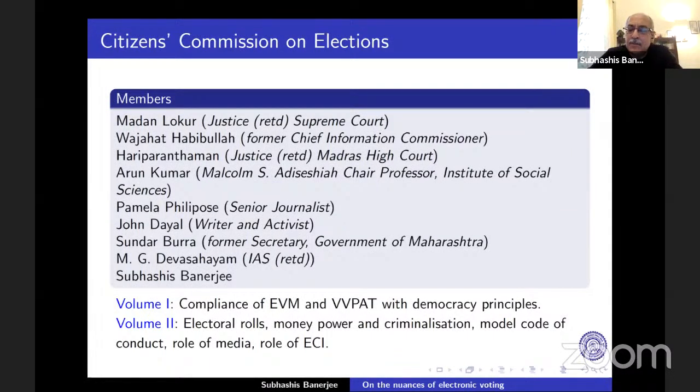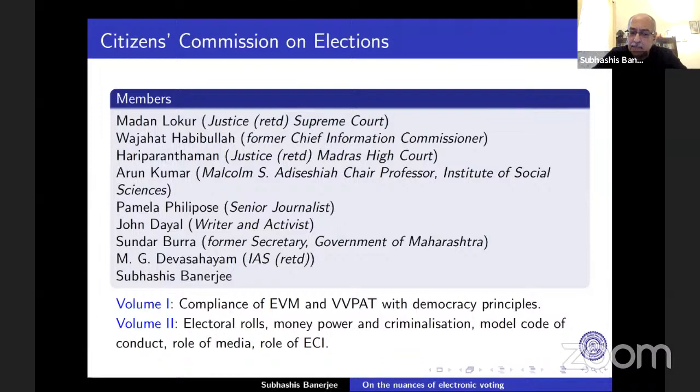His original thought was to have a public tribunal of sorts, which was not possible because of the pandemic. But we got a whole lot of depositions from people, and we came up with 2 volumes. The first volume, which is what I'll try to cover today, is about the EVM and the VVPAT and their compliance with democratic principles.